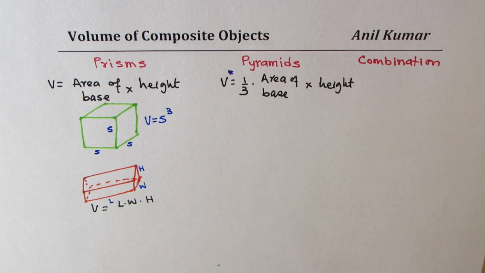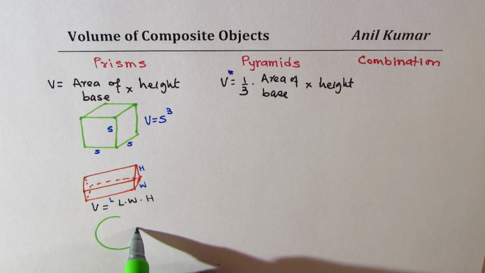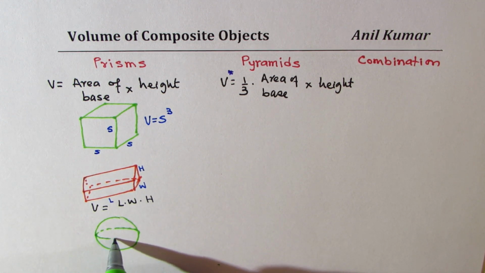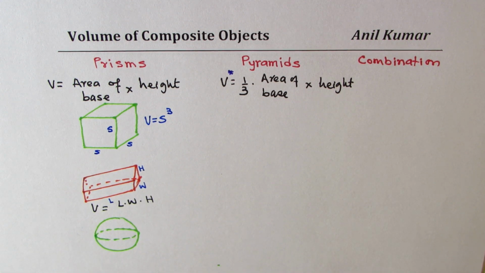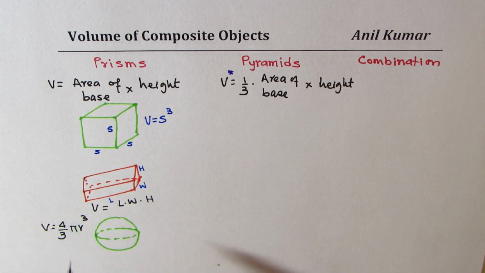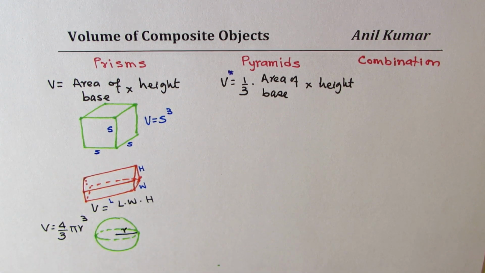The other basic shape which we have is a sphere. Right? So think about this as a sphere, a ball. Now in this case, volume is equal to 4/3 pi r cube, where r is the radius. So these are the basic shapes and the formulas given to you.